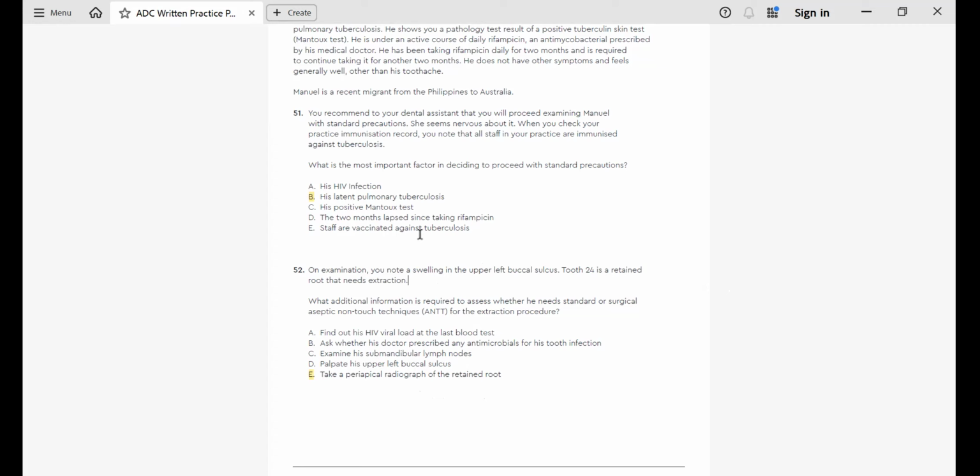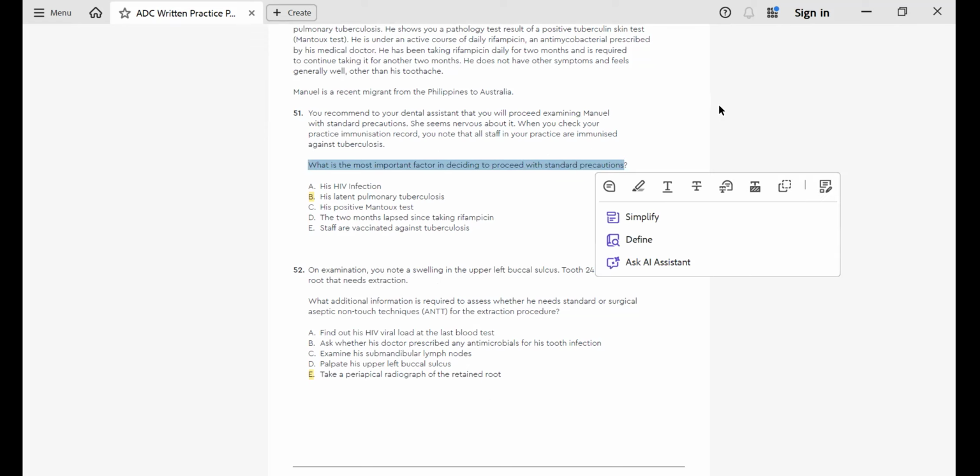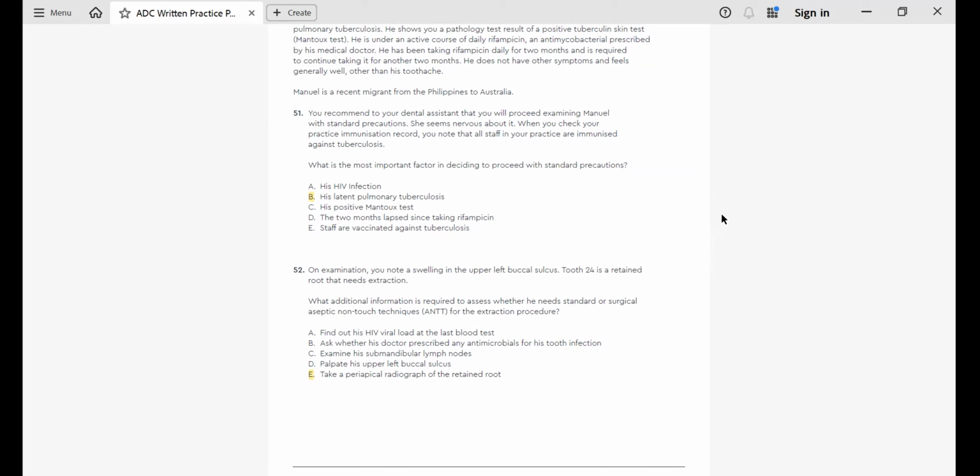Is E for question 51 wrong? Staff are vaccinated against tuberculosis. Maybe it's not really wrong, but the question is not asking you that. The question is asking you what is the most important factor in deciding to proceed with standard precaution. So why do you want to go with standard precaution? Because he has latent tuberculosis. If he had active tuberculosis, the standard precaution changes to transmission based precaution. All right.